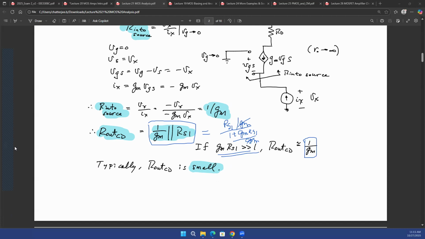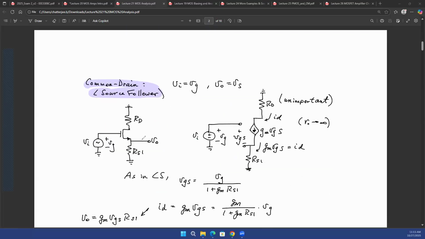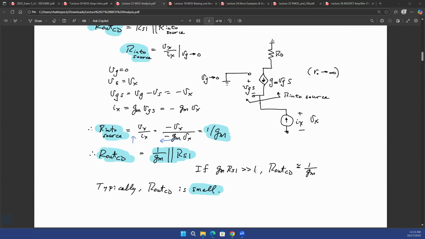And again, this is just two parallel resistors. If you have two parallel resistors, and one of them is very small compared to the other, then the overall parallel resistance will be the smaller resistance. So looking up, you have 1 over gm. If 1 over gm is much smaller than RS, then the effective resistance looking into this terminal will be equal to 1 over gm. That's the same as saying gm RS is much larger than 1, or 1 over gm is much smaller than RS. Whichever of the two resistances is much smaller, the overall resistance will be equal to the smaller resistance. That's all we are saying.